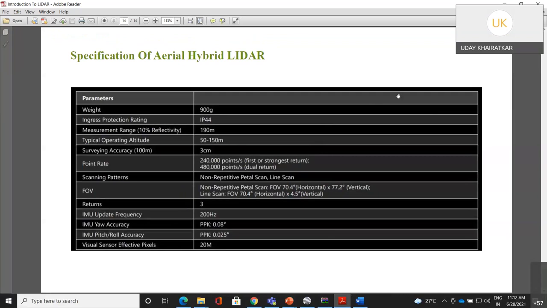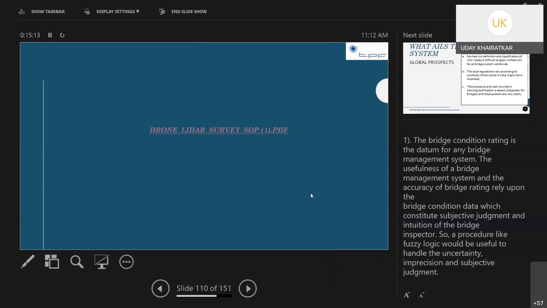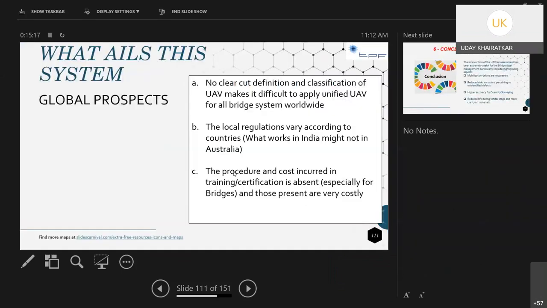Straight onto the slide. So what is this system? No clear-cut definition and classification of UAV makes it difficult to apply a unified UAV for all bridge systems. There should be some standardization in this type of topo survey where a drone is being used.